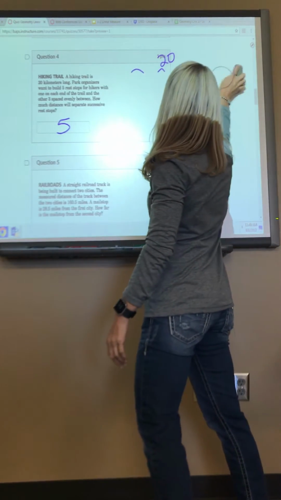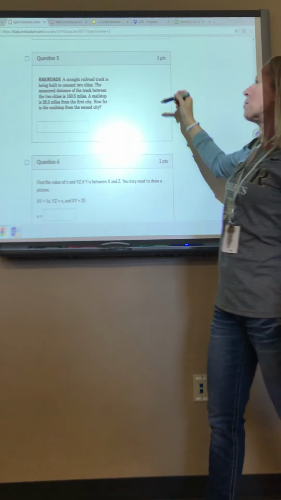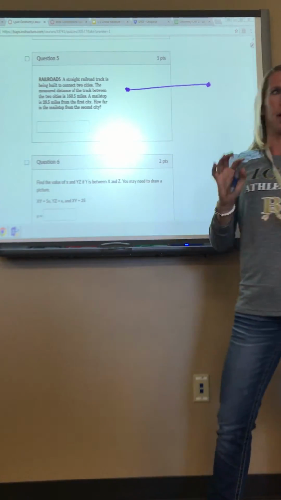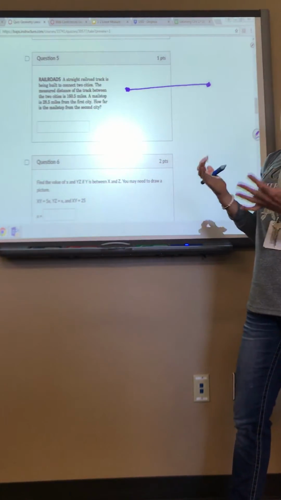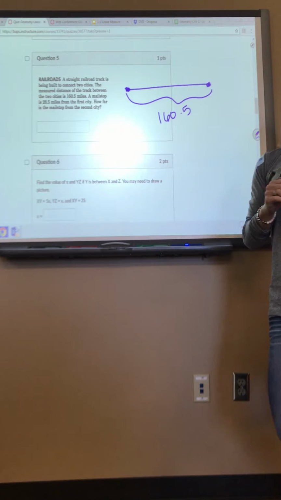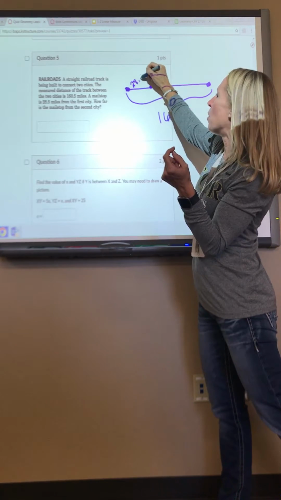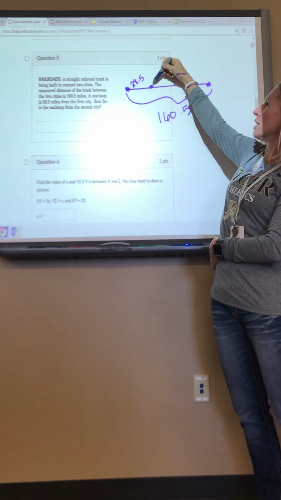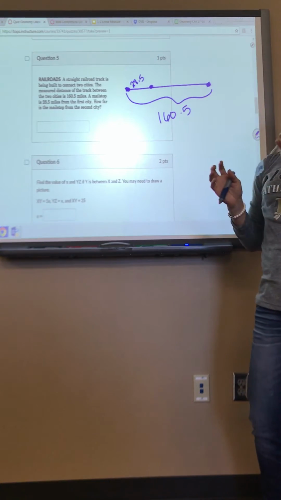Would you do number 5 then? Yeah. Just to make sure. Okay, so this says, a straight railroad track is being built to connect 2 cities. So here's my railroad track. There's city 1, there's city 2. Everybody good so far? The measured distance of the track between the 2 cities, so this whole distance is 160.5. A mail stop, let's put our mail stop here, is 28.5 miles from the first city. So there's my mail stop. I want to know how far it is from the mail stop to the other city. So you just subtract.